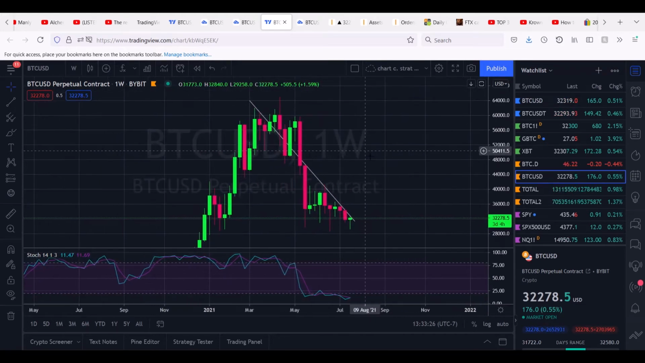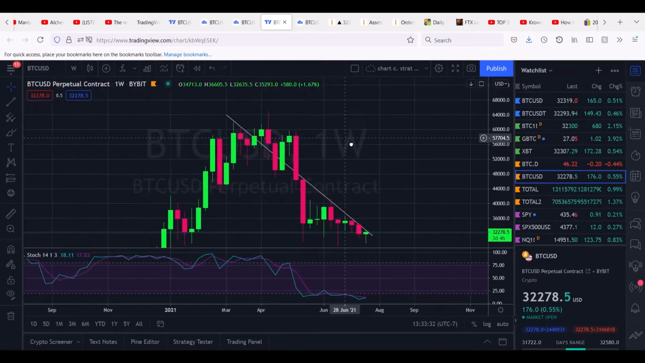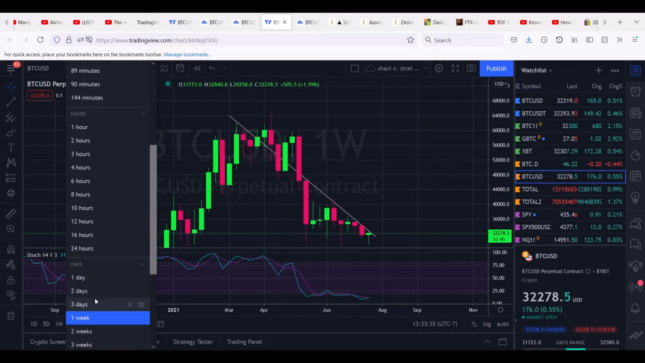So right now we are literally testing it again with this little scam thing that we had. We pumped right into it. So we'll go back to the 4 hour and zoom into where we are right now.